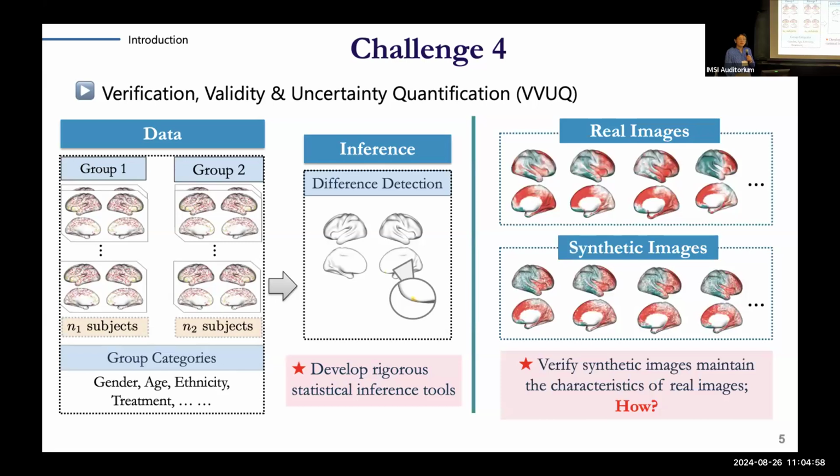And the technology of generative AI significantly adds another complexity to this kind of analysis. A key issue here is how we can verify that synthetic images still maintain the quality and the characteristics of real images. And this leads to a very important question: how can we compare the real images with AI-generated synthetic images?